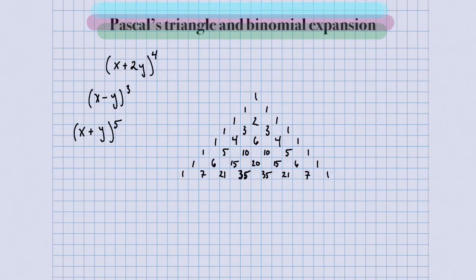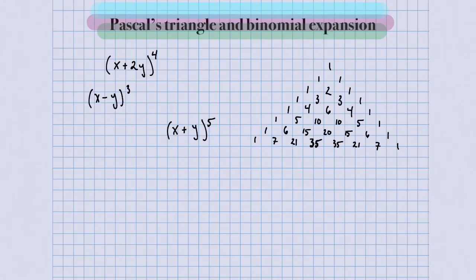Good day. Let's go over Pascal's triangle and binomial expansion. Okay, let's go over this first one here, x plus y to the fifth power.